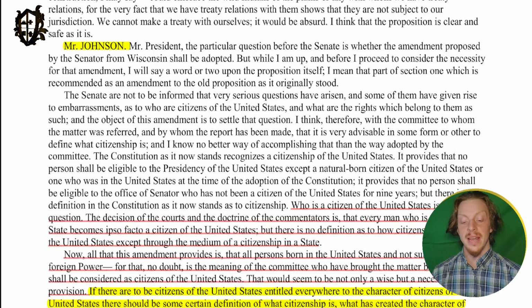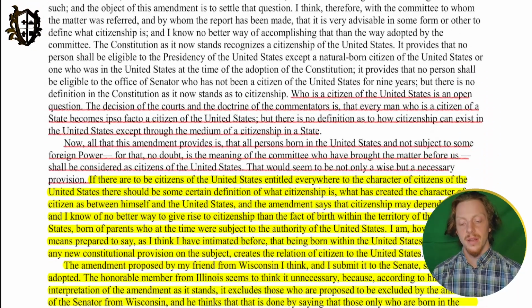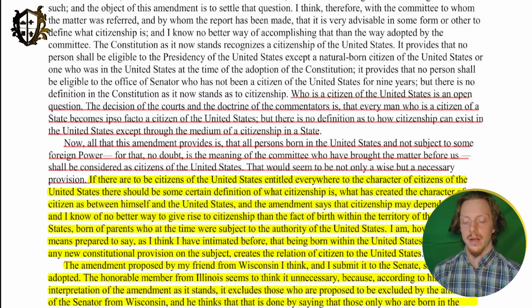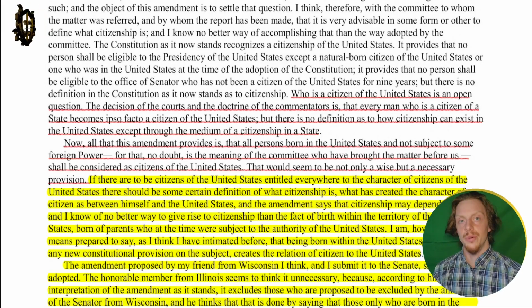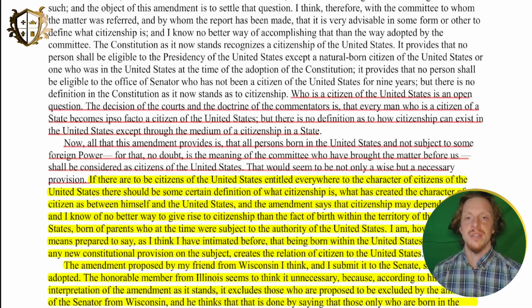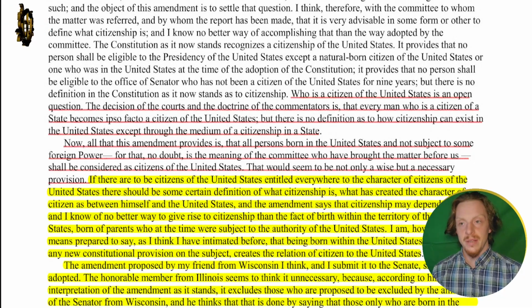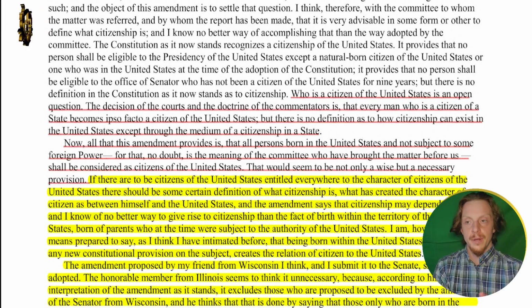Scroll down to Mr. Johnson, and he says the same thing. Who is a citizen of the United States is an open question. The decision of the courts and the doctrine of the commentators is that every man who is a citizen of a state becomes ipso facto a citizen of the United States, and that is completely cogent with what the founding generation had set up. Let the states determine who is and who isn't a citizen, and then by way of the state's membership with the U.S., can have the U.S. Constitution provisions applied to them by way of their citizenship with the state.